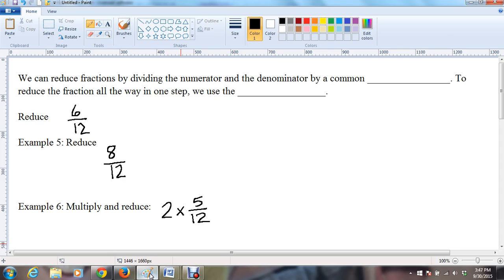Okay, now we are going to reduce fractions by dividing the numerator and the denominator by a common factor. This is easier, and really this is the way that you're going to do this from now on, instead of having to work with manipulatives or think about circles. You're just going to find a common factor between the numerator and the denominator and then reduce the fraction all the way. If you want to do it all the way in one step, you're going to use the greatest common factor.